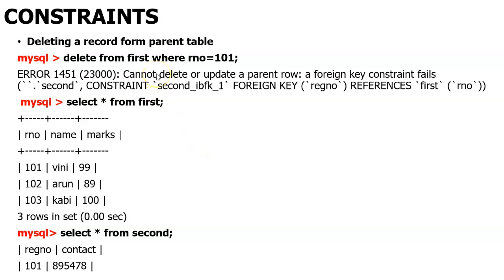So deletion is also the same. When you say delete from first where roll number is equal to 101, this will not get deleted because this will also affect your next table, so it will not get deleted.